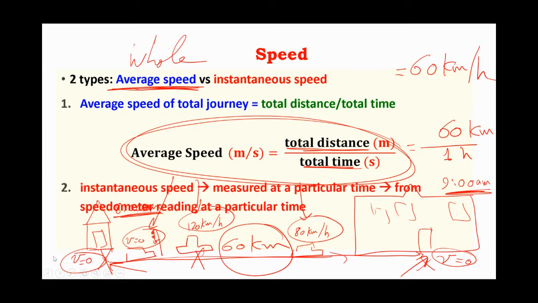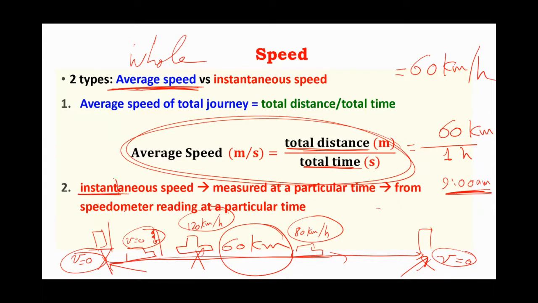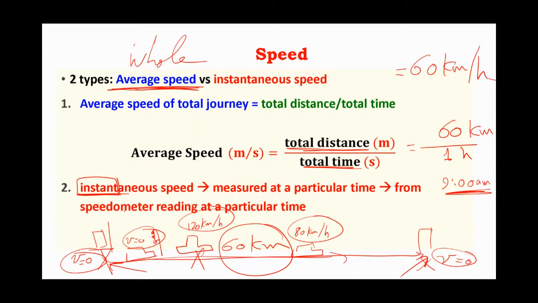The other kind of speed is called the instantaneous speed. Instantaneous, a very long word, comes from the word instant, which is لحظة. So the instantaneous speed is السرعة اللحظية. What does it mean? It's your speed at a certain time, or at a certain instant.